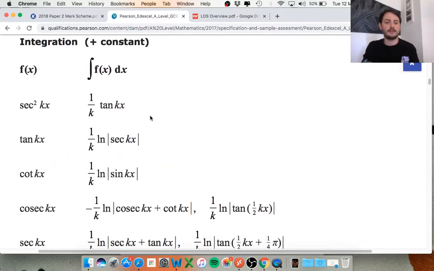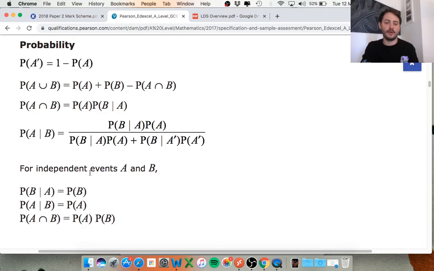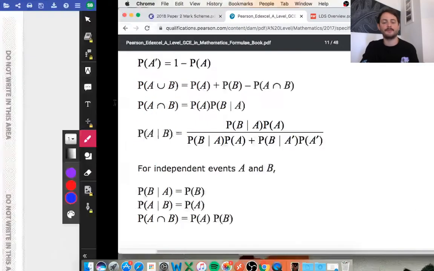If I just go down to the statistics section though, you will see in the probability bit, it says for independent events A and B. These are from year 2. This is the one that we're going to look for here. So it says the probability of A and B is equal to the probability of A multiplied by the probability of B if they are independent. So basically when you multiply them, they should be equal to the probability of them both happening.